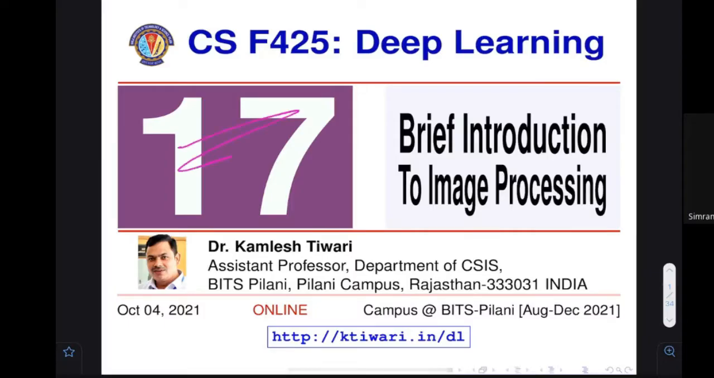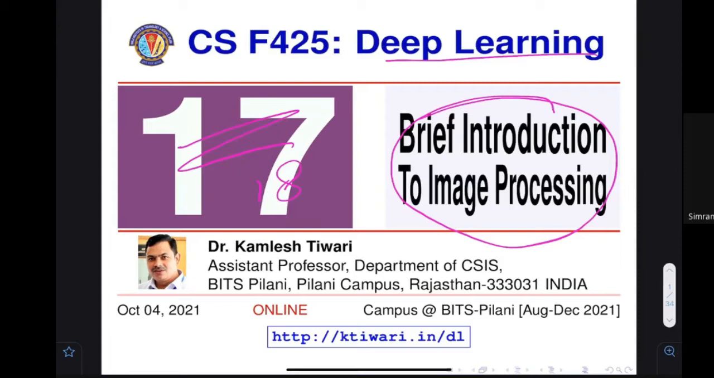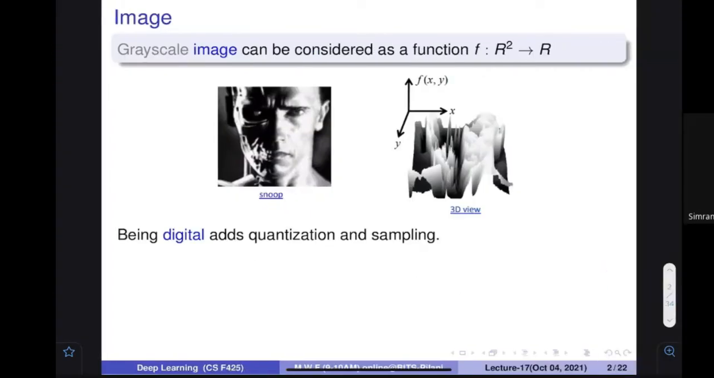So today is lecture number 18 of the deep learning course, and we will continue our discussion of image processing where we left off in the last class. We have understood that if there is an image in a pixel-wise representation, you can represent it as a function, and therefore it is very difficult for the computer system to understand what is there.